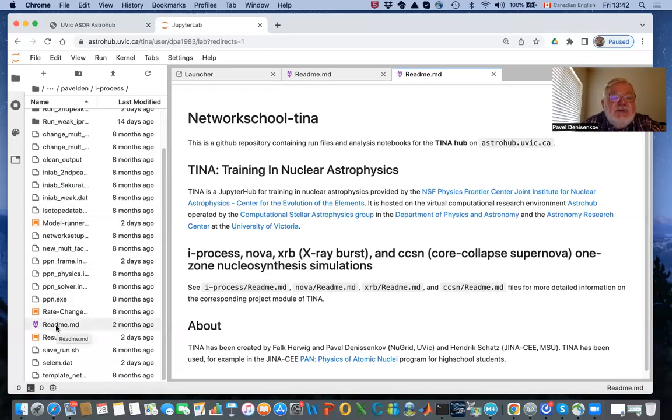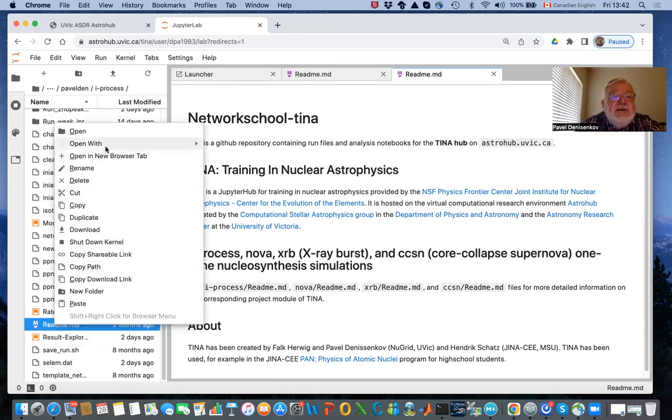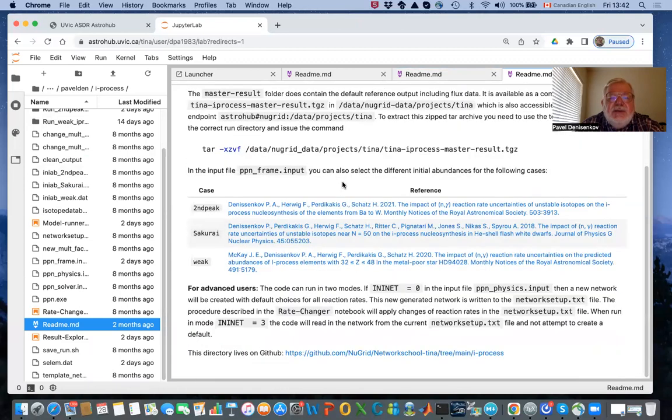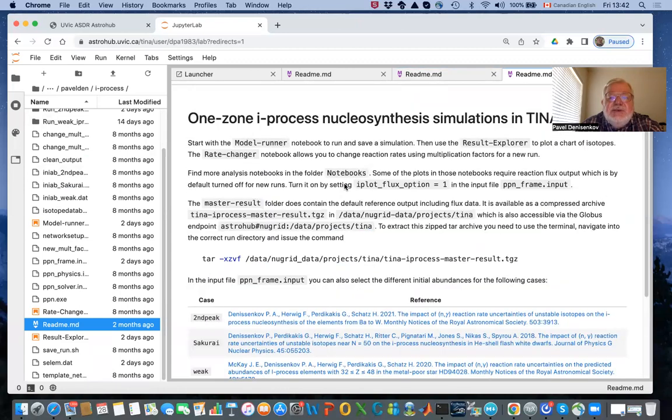Each directory has a README file. So first you go to a README file. Again, you click the right button, open with Markdown previewer. And the README file in each directory explains what you should do to run these nucleosynthesis simulations.